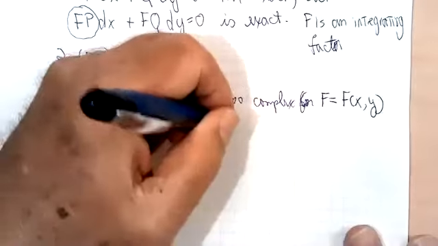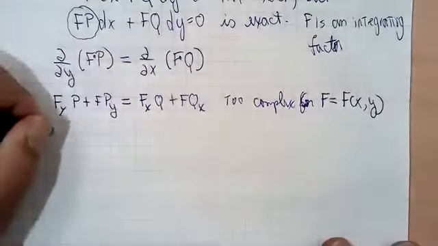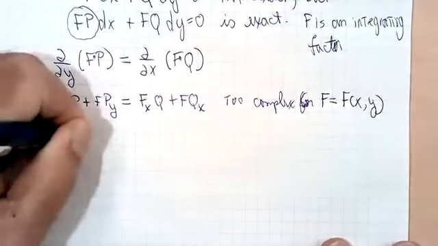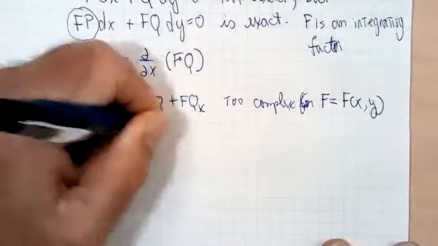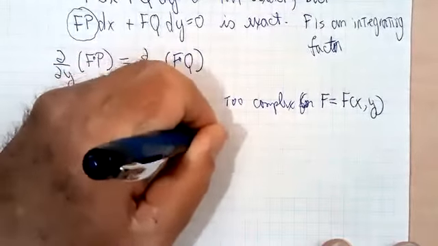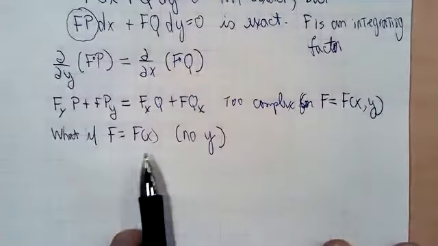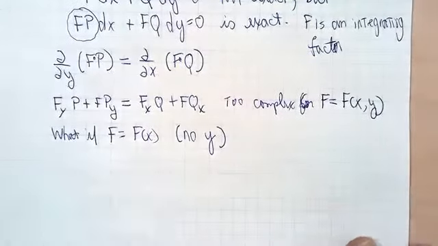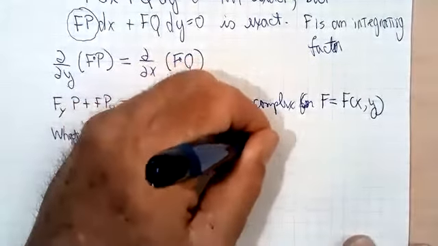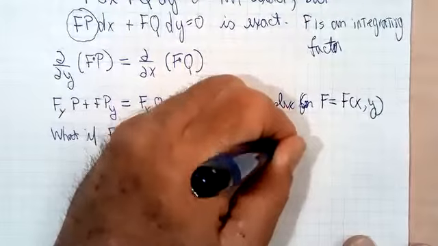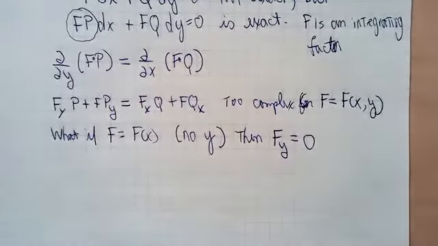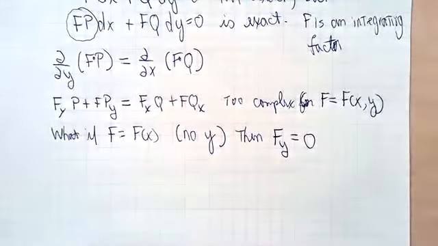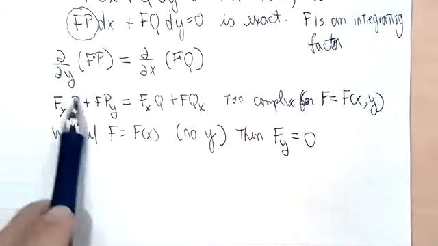But what we could say is this, we could try 2 special cases. What if f were a function of x alone? So in other words, there's no y's in the formula for f. Then the partial derivative of f with respect to y would be 0 because it has no y terms. So this would simplify quite a bit. This first term here would drop out.